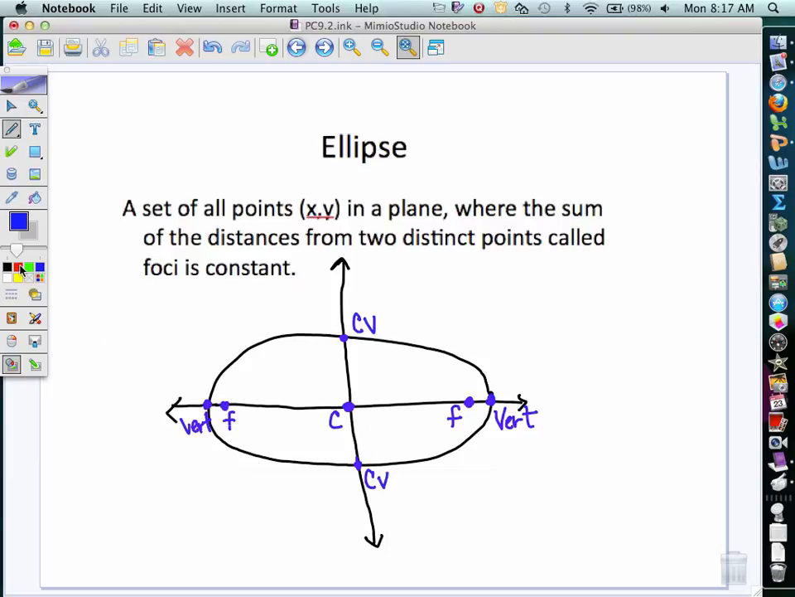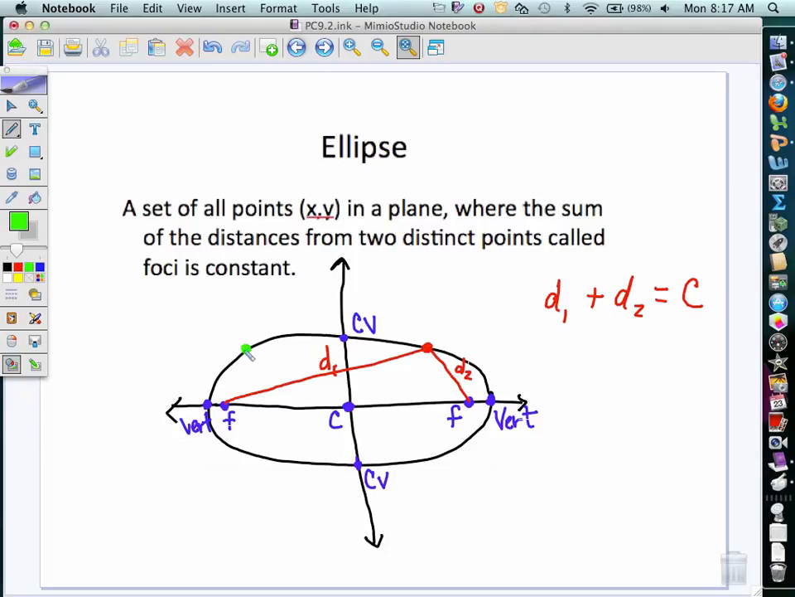Well, here's what the definition says. The definition says any point on the ellipse, so let's say this point, where the sum of the distances from the two distinct points called the foci. So there's a distance between each of the foci. And we're going to call it D1 and D2. Well, D1 plus D2 equals some constant.